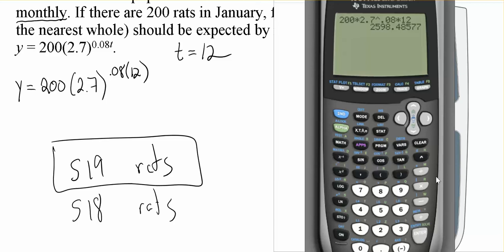And hopefully it's clear when we get this answer of 2,600. Whoa, hold on a second. That's a ridiculous number of rats when we were only getting 8% more each time. The problem here is with parentheses. If we want 0.08 times 12 to all be in the exponent at the same time, then when we hit our exponent button, we need parentheses to say 0.08 times 12 is all in the exponent. We use parentheses to say all in the exponent, and that's how we get the correct answer there.